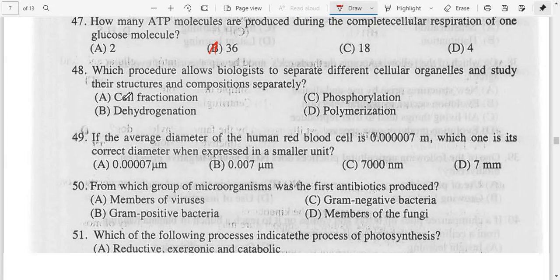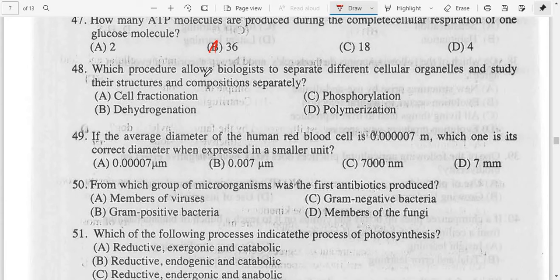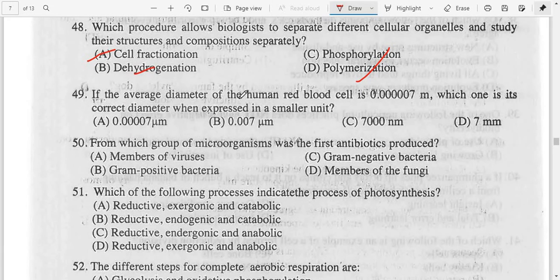Okay, which procedure allows biologists to prepare different cellular organisms and study their structure and composition separately? So dehydrogenation, cell fractionation, using a centrifuge. If the average diameter of a human red blood cell is this much, which one is its correct diameter expressed in small units? Okay.